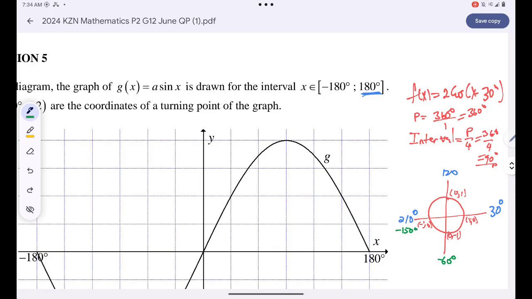Negative 150, let me check. Negative 60 minus 90, yeah, that's negative 150. Negative 150 minus 90, it's just negative 240. I don't need to go further because I'm restricted by negative 180 then.